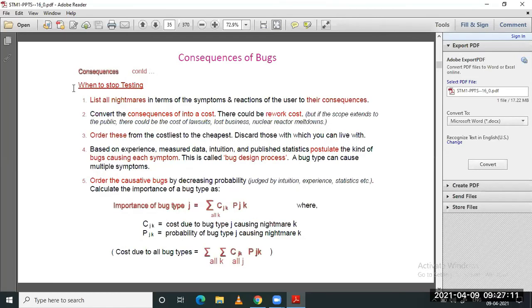So when to stop testing? List all nightmares in terms of symptoms and reactions of the user to their consequences. What does it mean? List all nightmares. Nightmares are nothing but bugs related to a software or belonging to the organization.